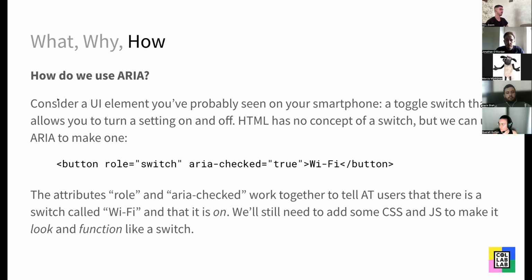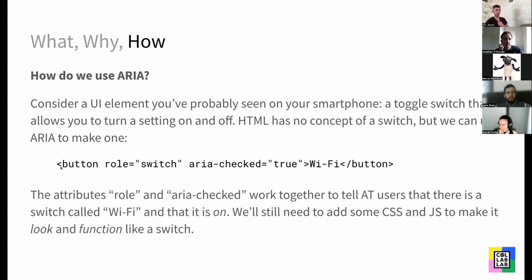So here is an example of how to use ARIA. We have this UI element like the switch or the toggle. You have seen it many times in your phones or on your website. And HTML has no concept of switch. There is no switch HTML tag. So you can use ARIA for that.